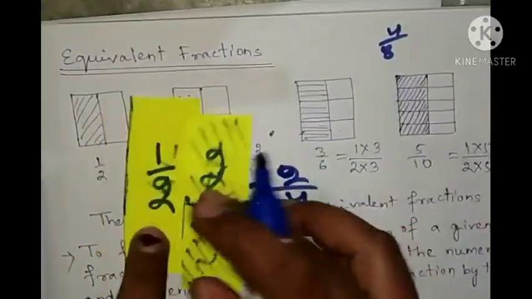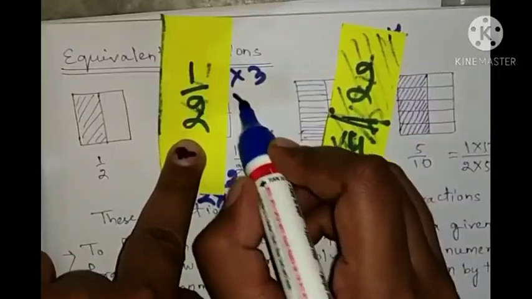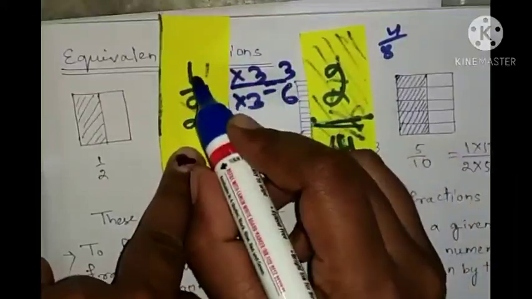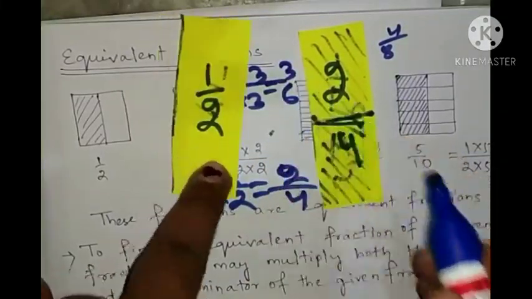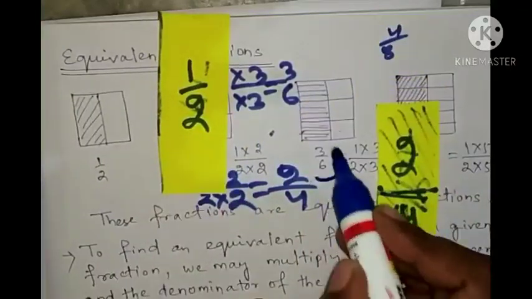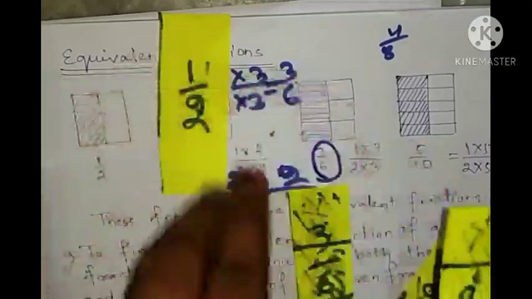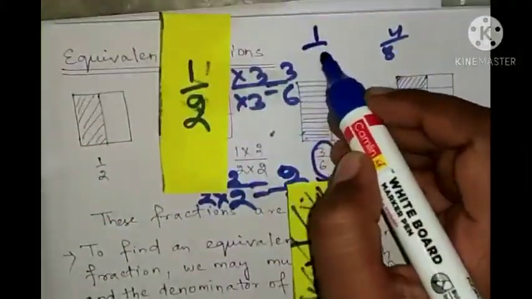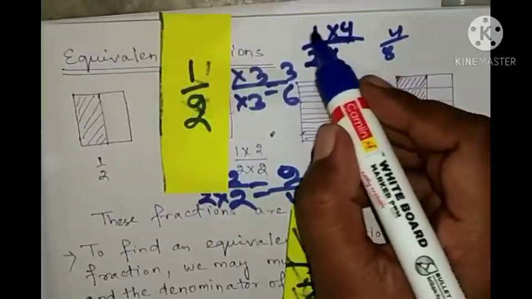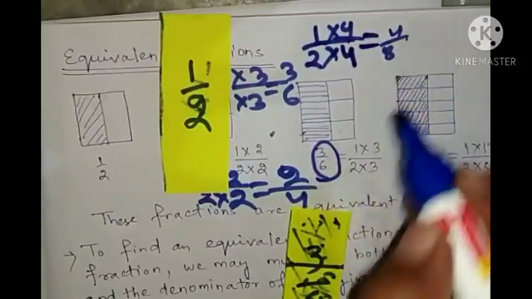If I multiply 1 by 2 above by 3 and below by 3, what will I get? 3 by 6. 1 into 3 equals 3, 2 into 3 equals 6. So I got 3 by 6. Similarly, if I multiply the numerator by 4 and the denominator also by 4, what will I get? 4 by 8.